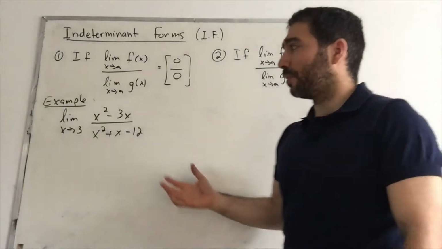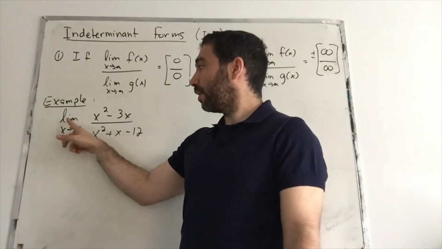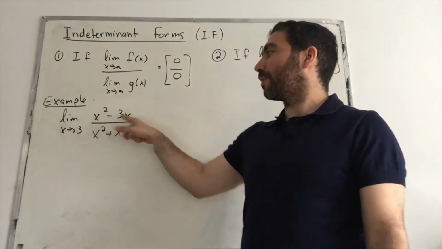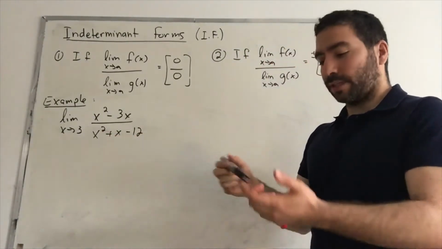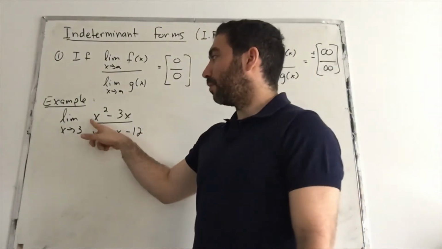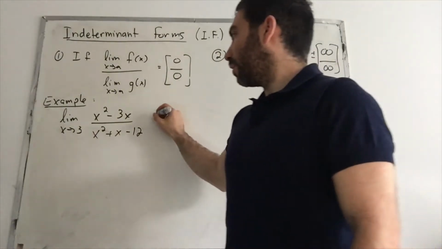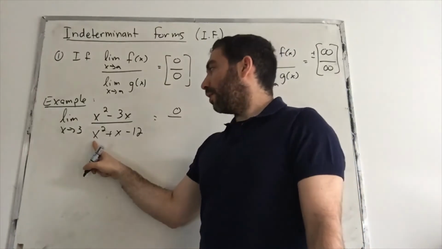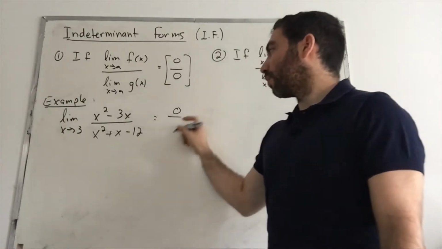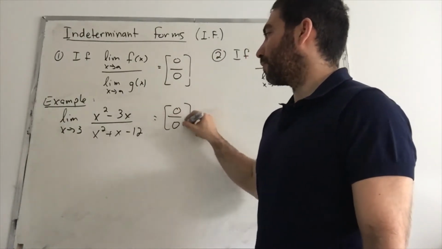Okay, so in this example here, we're asked to evaluate the limit as x approaches 3 of x squared minus 3x divided by x squared plus x minus 12. Again, we tried the direct substitution method. We substitute the 3, but what we get is 9 minus 9, which is 0 on top, and on the bottom 9 plus 3 is 12, minus 12 is 0, so we have the indeterminate form 0 over 0.